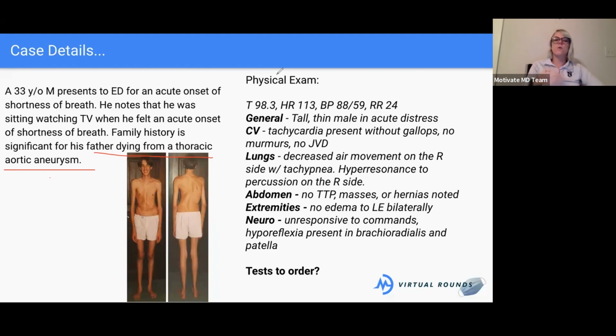This patient's dad died from a thoracic aortic aneurysm. When patients are young and have aneurysms and didn't smoke and are fairly healthy and they're tall and skinny, that points us in the direction of Marfan syndrome. So what I was trying to allude to is that this patient's dad may have had Marfan syndrome also. And this patient definitely looks like a Marfan syndrome patient.